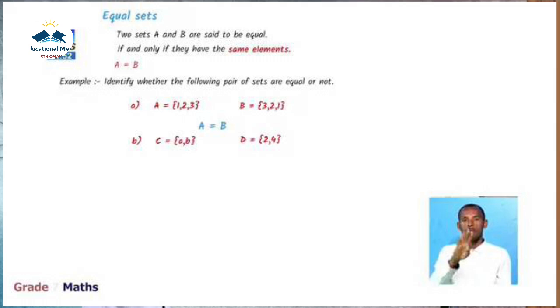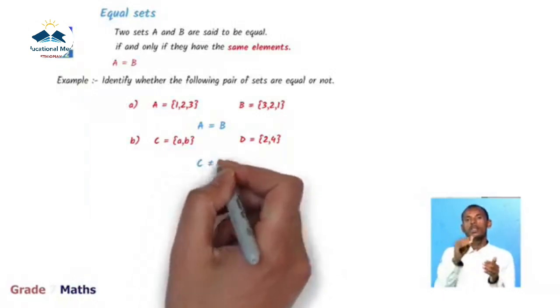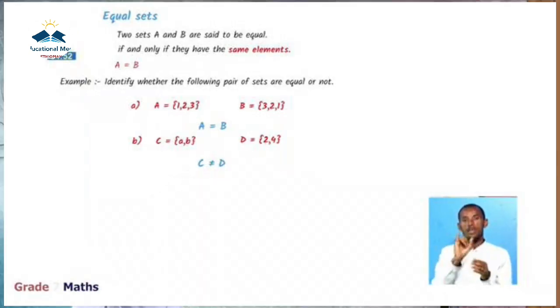I will give you 10 seconds for this question. Students, have you tried the question? Good. Now let's see the answer together. Set C contains the elements A and B, but set D contains other elements, 2 and 4. So these two sets do not have exactly the same elements. Therefore, set C is not equal with set D.